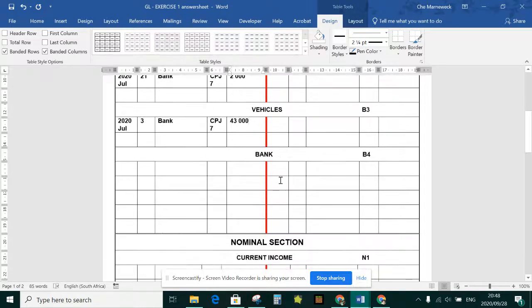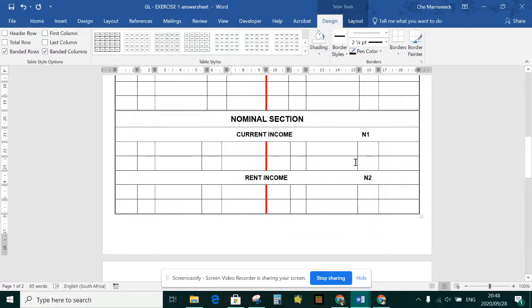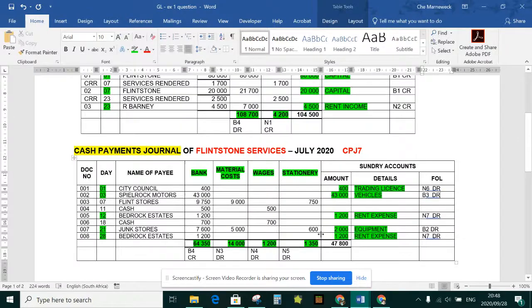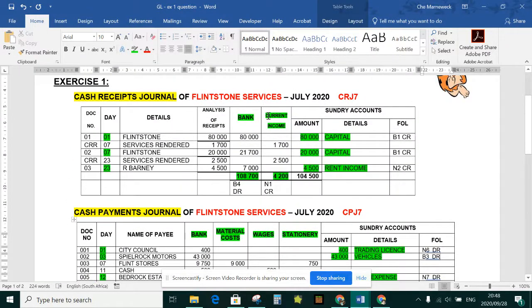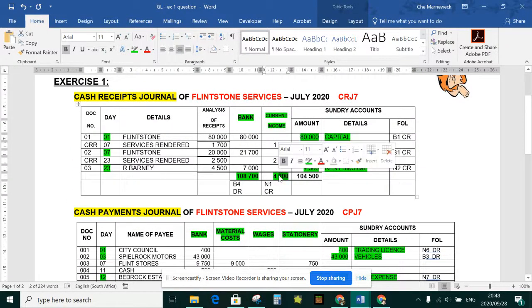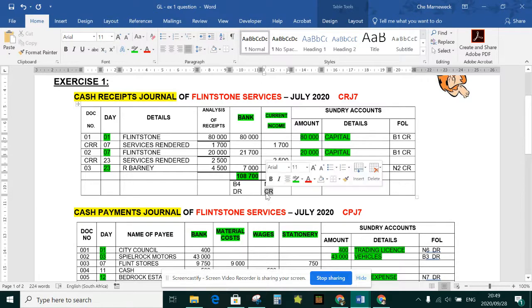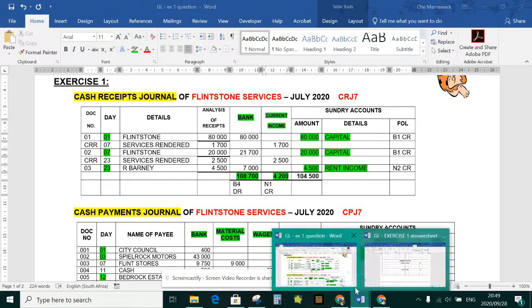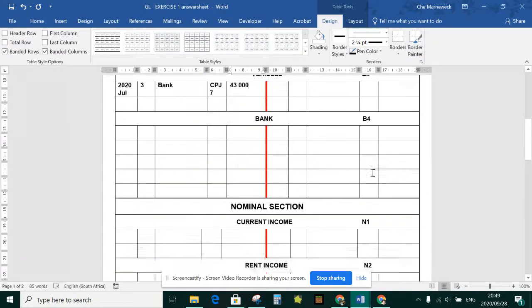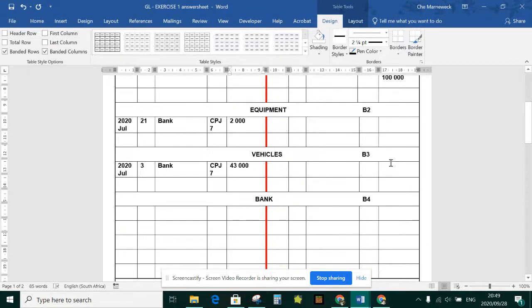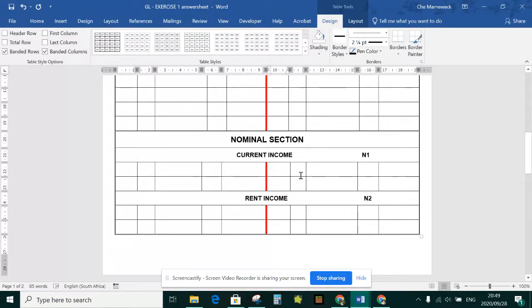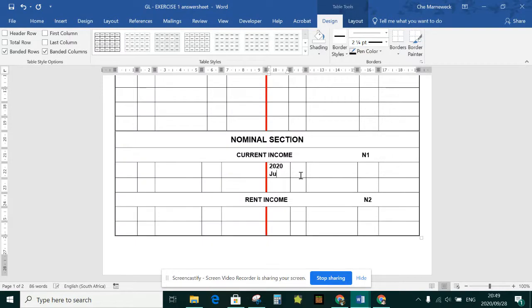We then move on. We're going to come back to bank. Current income. Current income is recorded in the cash receipts journal. It is a column, so we're going to be posting this on the last day of the month. It is going on the credit side. So I'm in the cash receipts journal. Credit side is right. So we fill in the date, 2020, July the 31st.